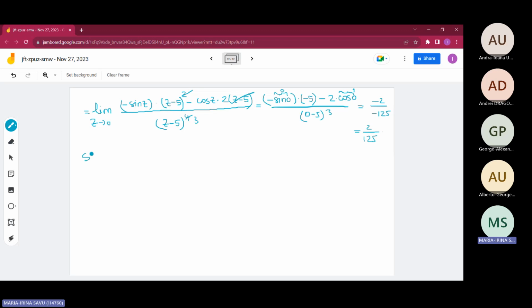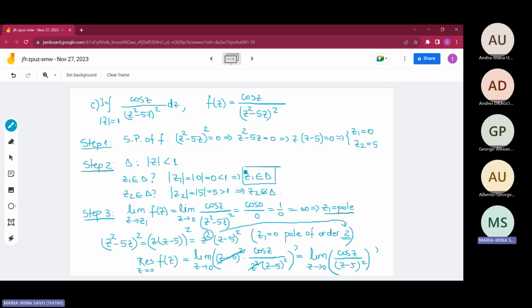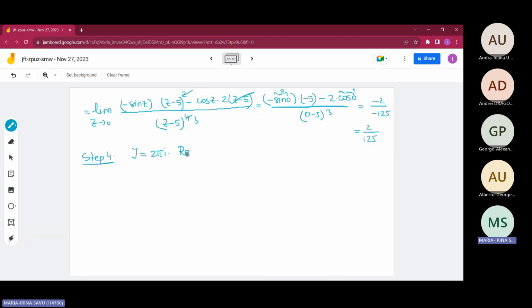This is the residue, and now we go back to step 1 to find the value of I using the formula 2 pi i times the sum of the residues. But in this case I have just one point which is in the interior of delta, so I don't have to write a sum here. I just have to write the residue of the function f at z equals 0, and this is 2 pi times 2 over 125. So it is 4 pi over 125, and this is it. This is the value of the integral.